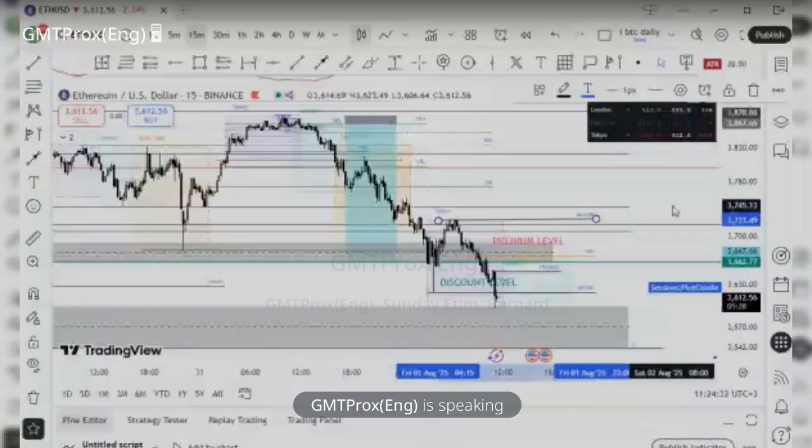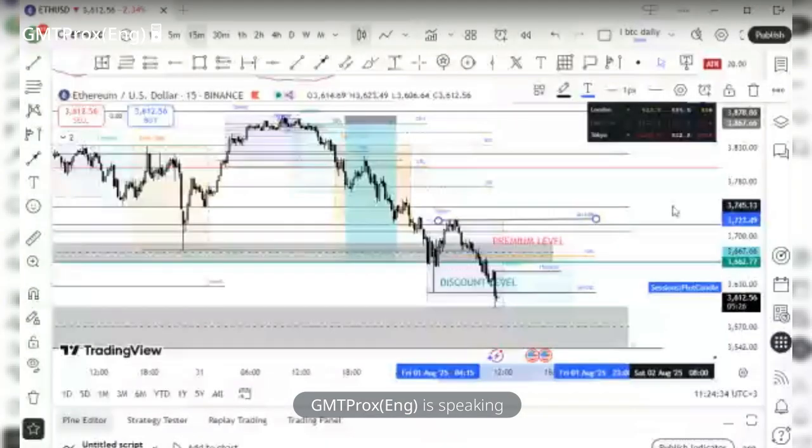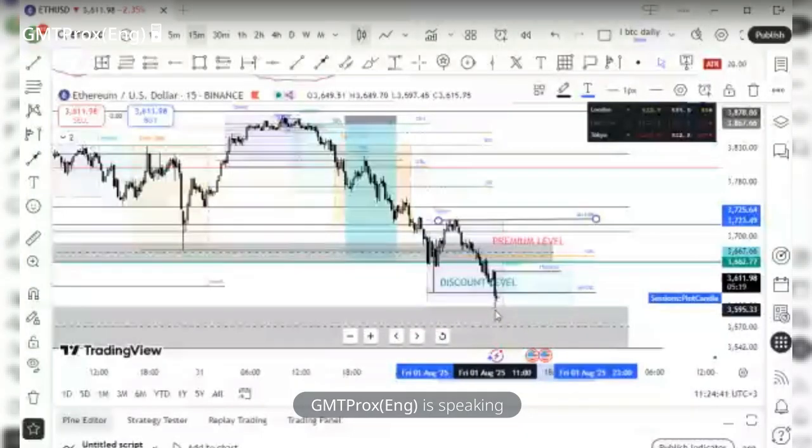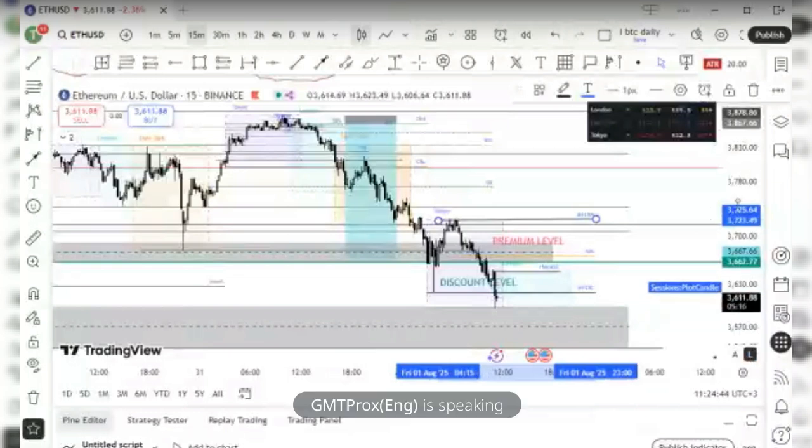But make sure your stop loss is below this low. Okay? Because we have a low here. So your stop loss should be below that low.